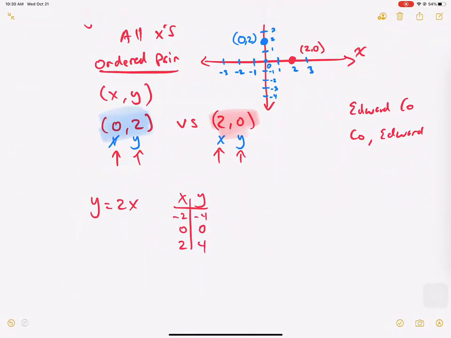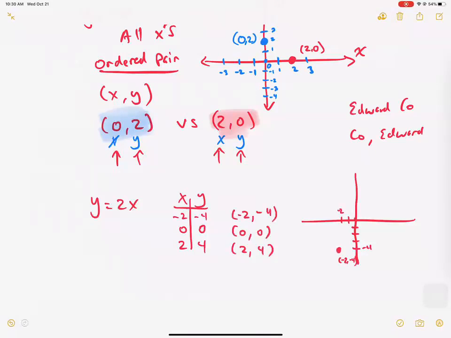Well, these are all ordered pairs now. X is -2, y is -4. X is 0, y is 0. X is 2, y is 4. And we can now graph those points. Here's -2, here's -4, and they meet at point -2, -4.